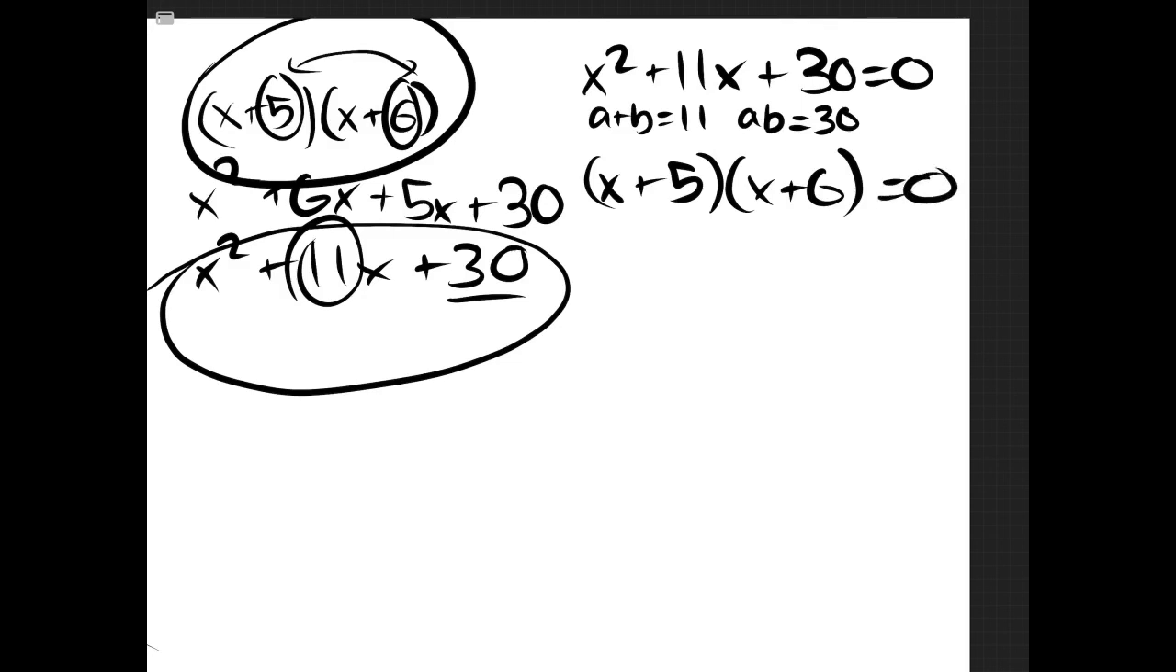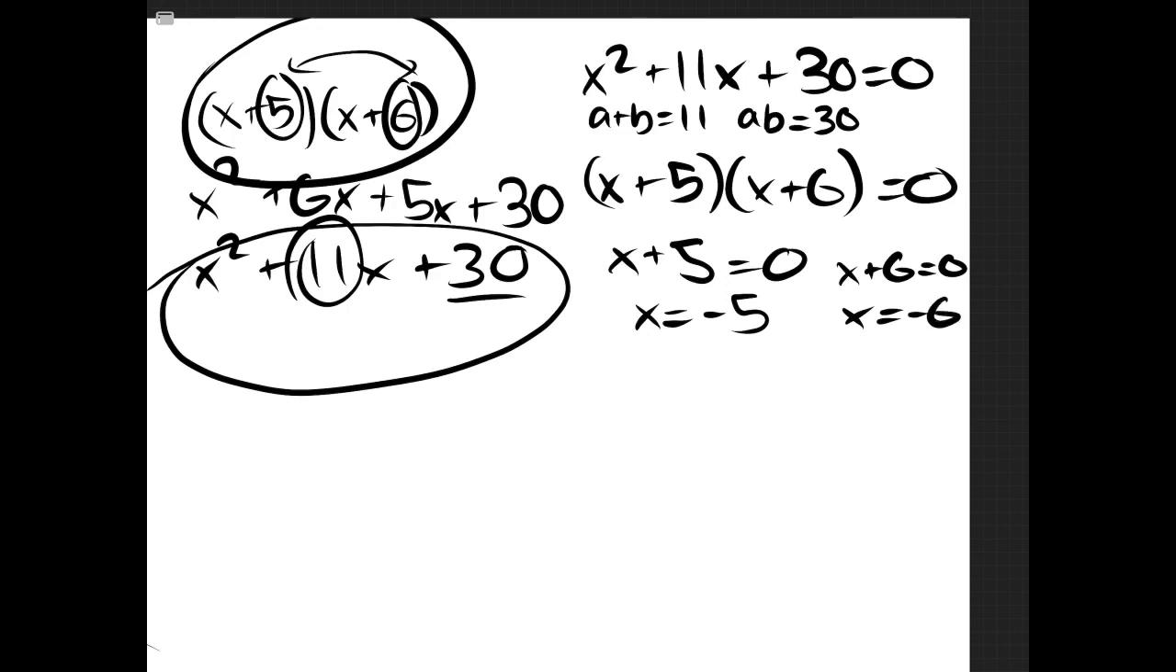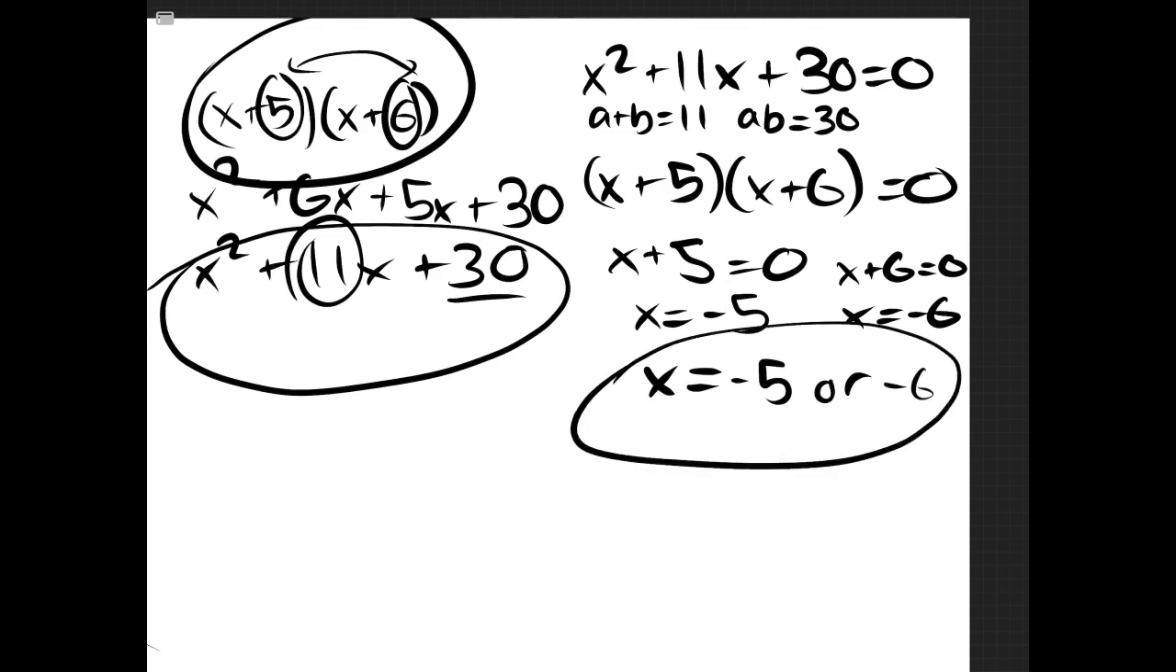and then we can solve that like we did in 8.5. All we have to do is x plus 5 equals 0, so that x equals negative 5, and then x plus 6 equals 0, so x equals negative 6. And then these are our two solutions, so x equals negative 5 or negative 6. And that is our answer.